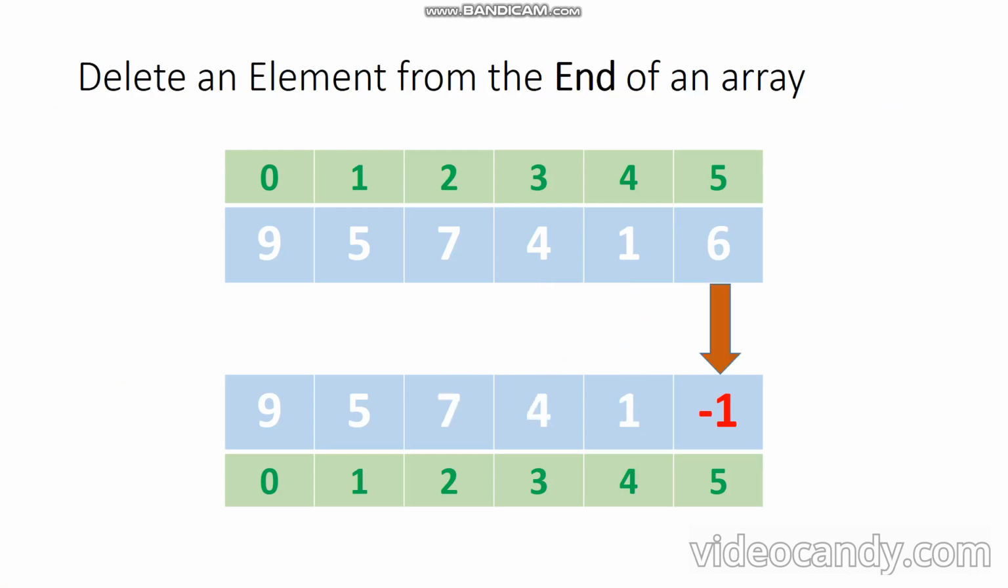Now similarly, when you want to delete an element at the end of the array, you just have to replace the value 6 by -1 and decrement the size of the array. So when you delete elements from the array, you have to decrement the size. Size here simply means the total number of elements count. In the variable in which you are storing it, you have to decrement it. And when you are inserting an element, you have to increment that particular variable.